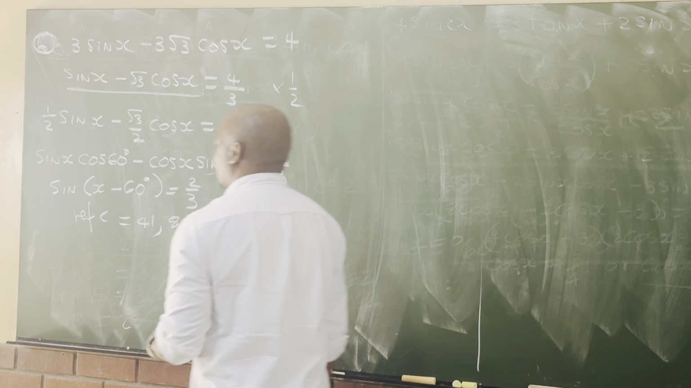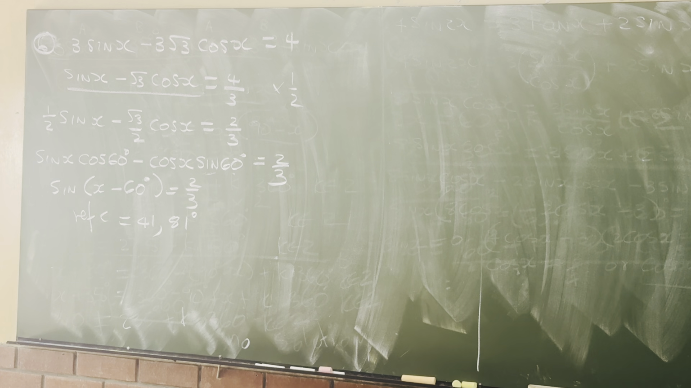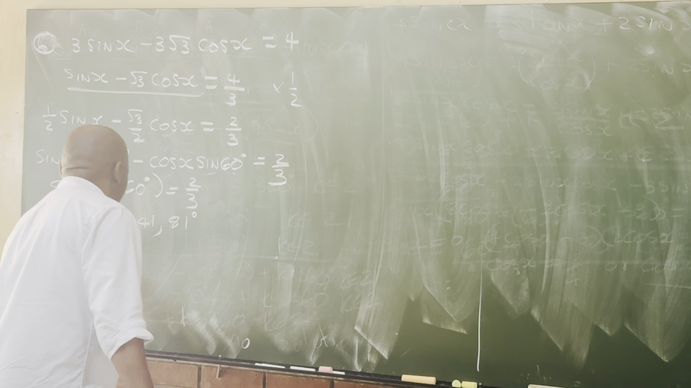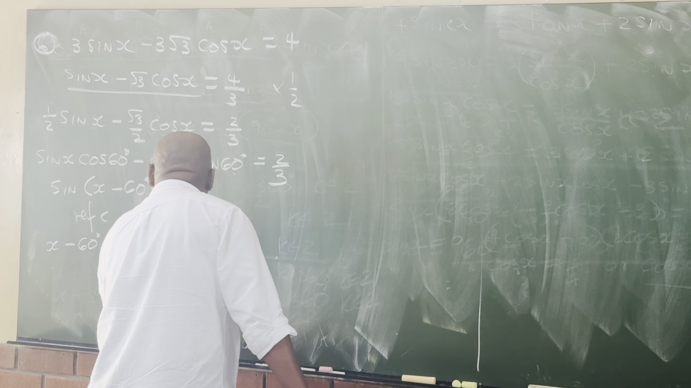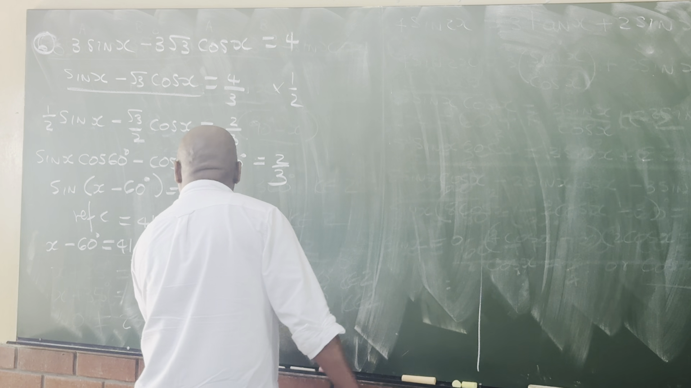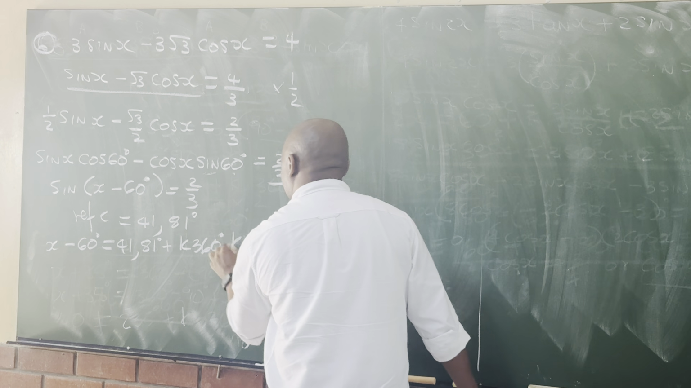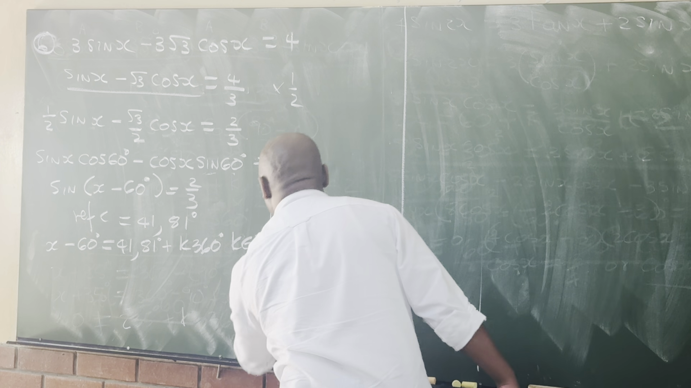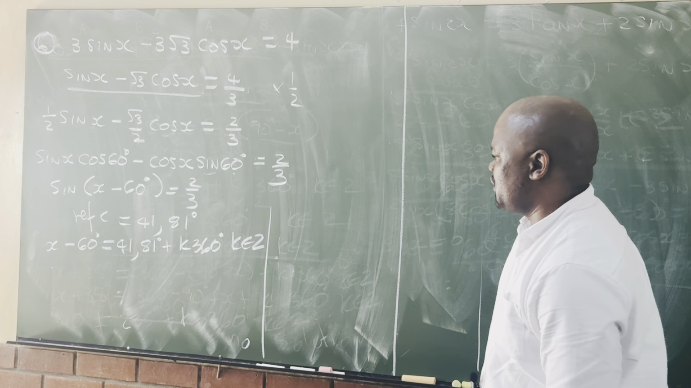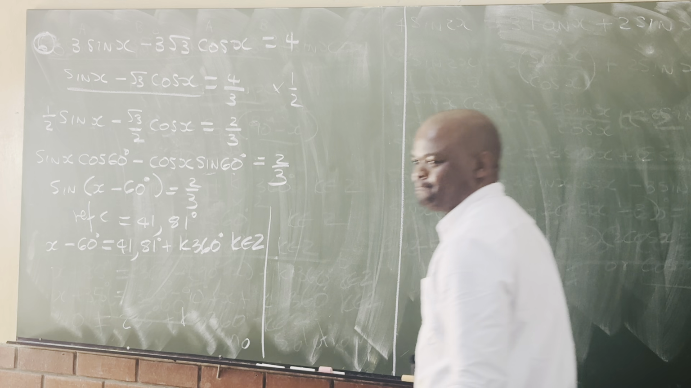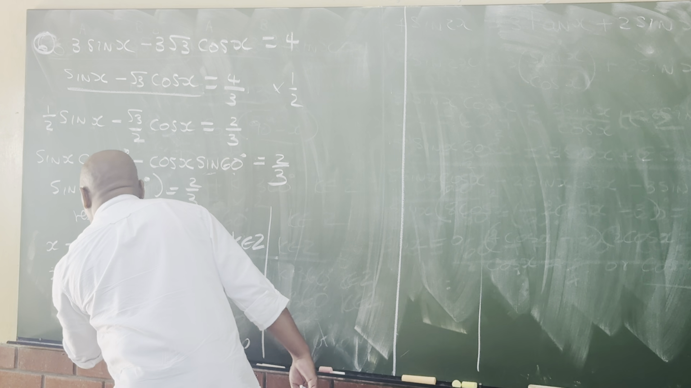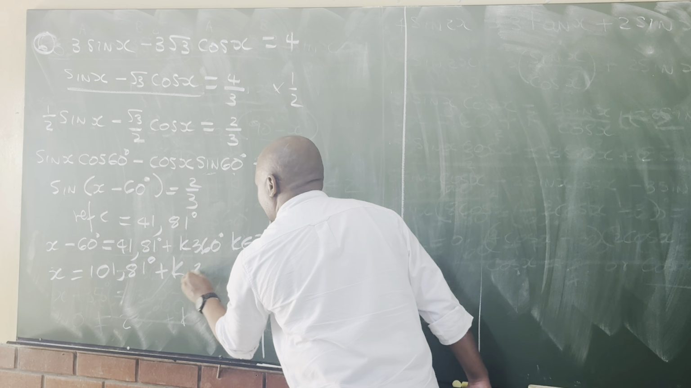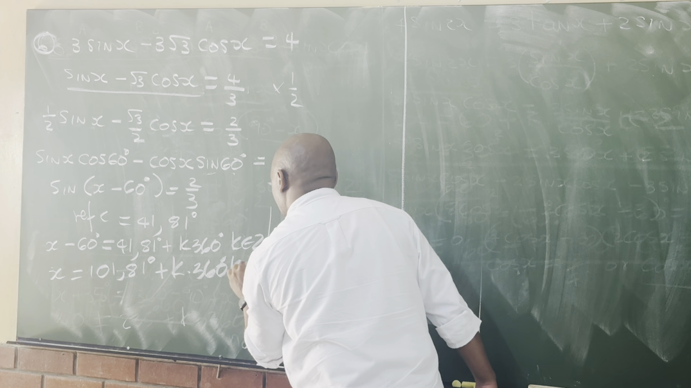41,81. Then our first solution is in the first quadrant. So we have x minus 60 is equal to 41,81 plus k times 360, where k is an element of integers. And then if you solve this one, x is equal to 101,81 plus k times 360, where k is an element of integers.